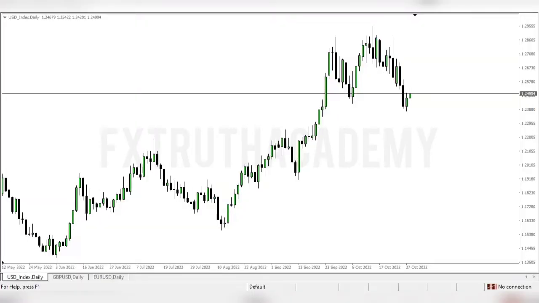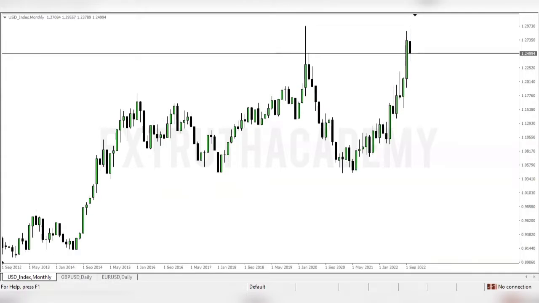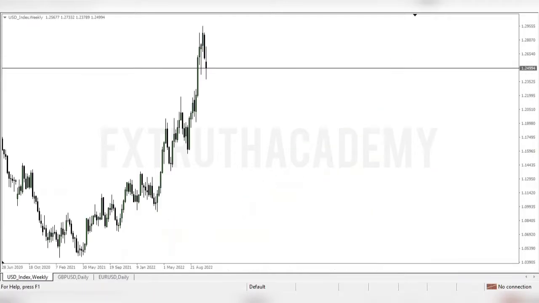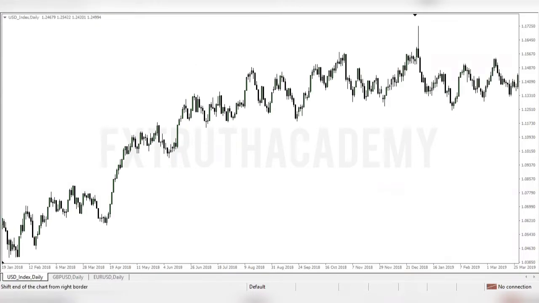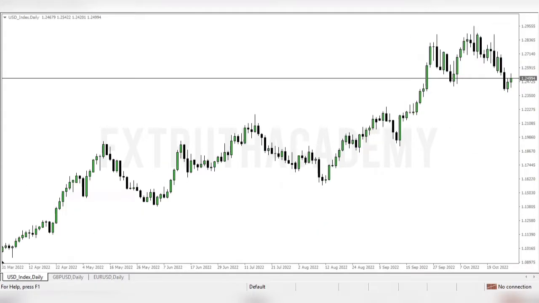But when I'm referring to the higher time frame, I'm referring to the monthly time frame, which in this case on the dollar index looks something like this. Then the weekly time frame, which is the second time frame in my own class of the higher time frames, and the last of all is the daily time frame. So it will eventually look something like this if you are trading the dollar index.